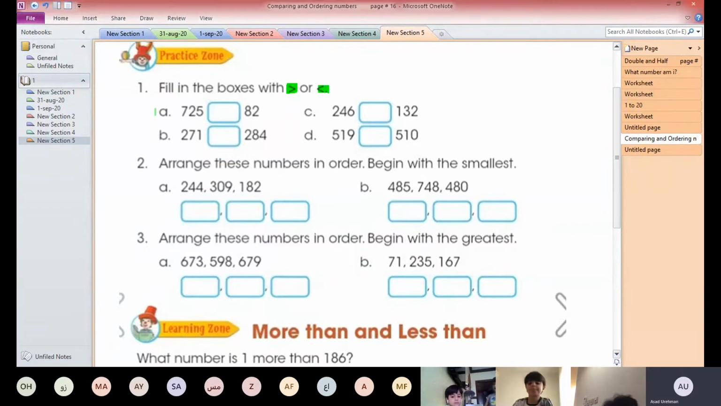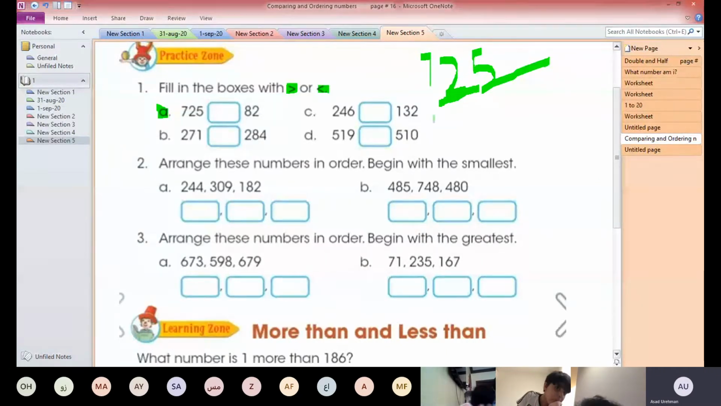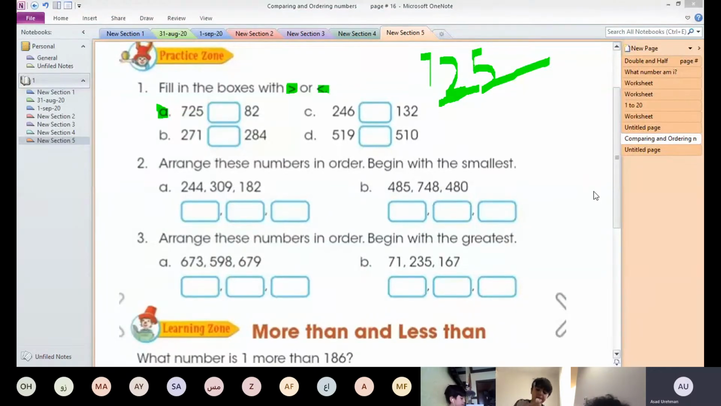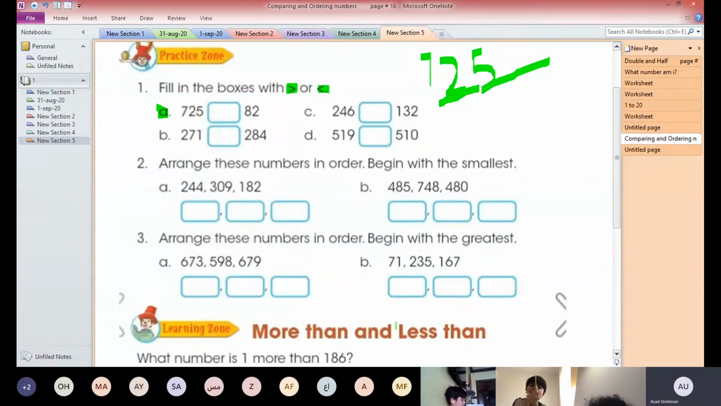So this is A. We have to fill in the boxes. A is saying 725 and 82. If you write 7, 2, 5, that means it has ones, tens, and hundreds, right? So this has 700. I will check how many hundreds are there here. 7. But here there is no hundred. There are only two digit numbers, units and tens. That means 725 is greater.